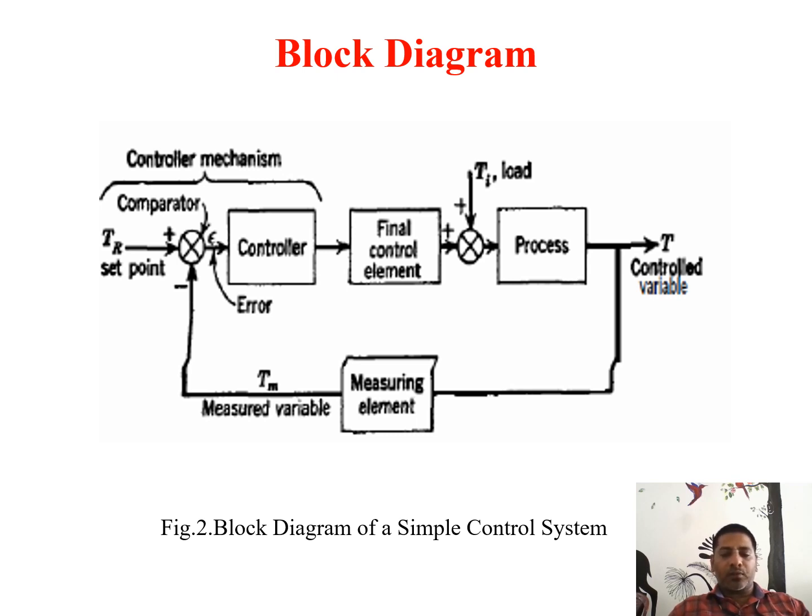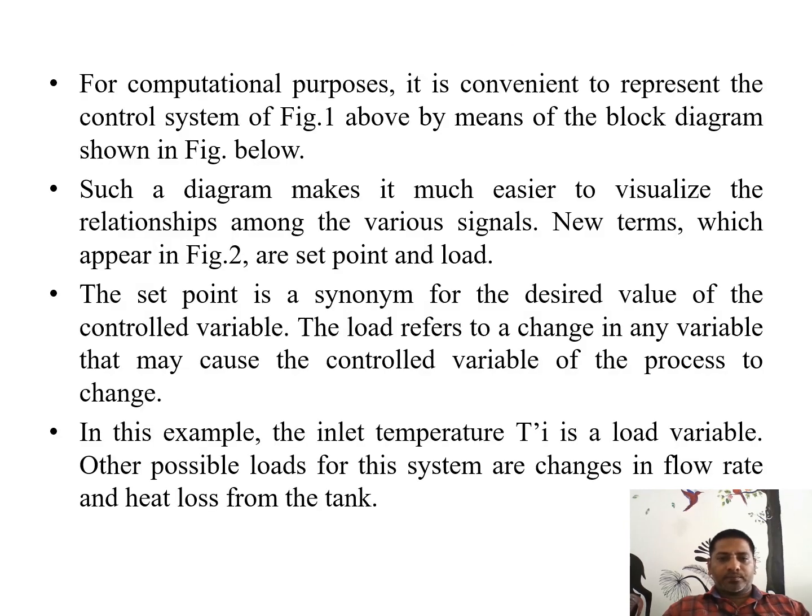There are transfer functions where the output is directly proportional to the input, and it can be treated once again as the open loop, with the measuring element, and TM is the measured variable fed to the set point. The whole is controlled by the controller mechanism and the comparator. TR is the set point, which is positive, and TA is the load for the process, and the output is the controlled variable. The controlled variable is directly proportional to TR.